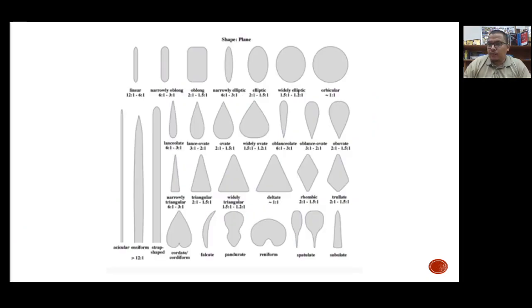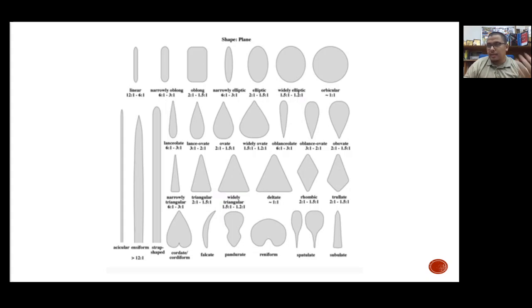It is pretty much the same for the shape terms. If I were to say the most important terms here, sometimes we see linear leaves. We see ovate leaves. Where are the ovate leaves? We see the ovate leaves here. Okay. We see elliptic leaves. Those are the main types for leaves.